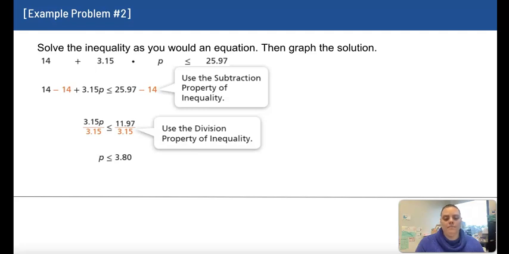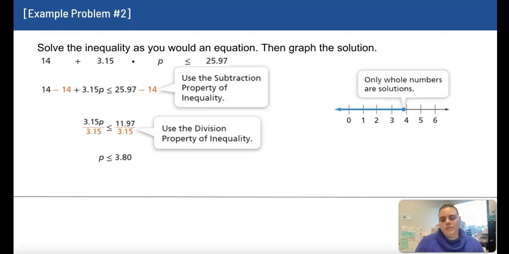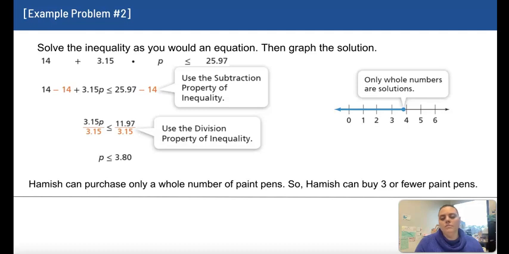We can graph this on a number line by showing about 3.8, and my arrow is now pointing to the left for less than numbers. Now we need to remember, only whole numbers are solutions here because I'm not going to have 0.8 of a pen. So Hamish can purchase only a whole number of paint pens, so he can buy 3 or fewer paint pens. Because 4 wouldn't work. 4 is not less than 3.8. So he can buy 3, he can buy 2, or he can buy 1.